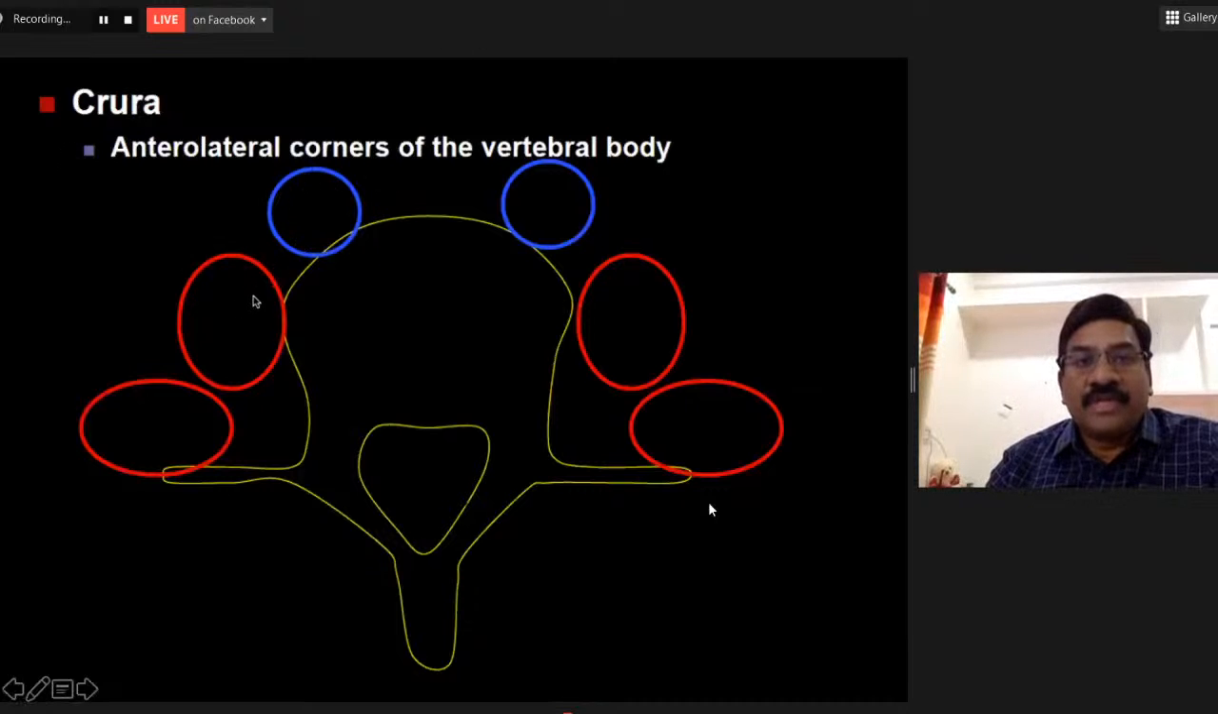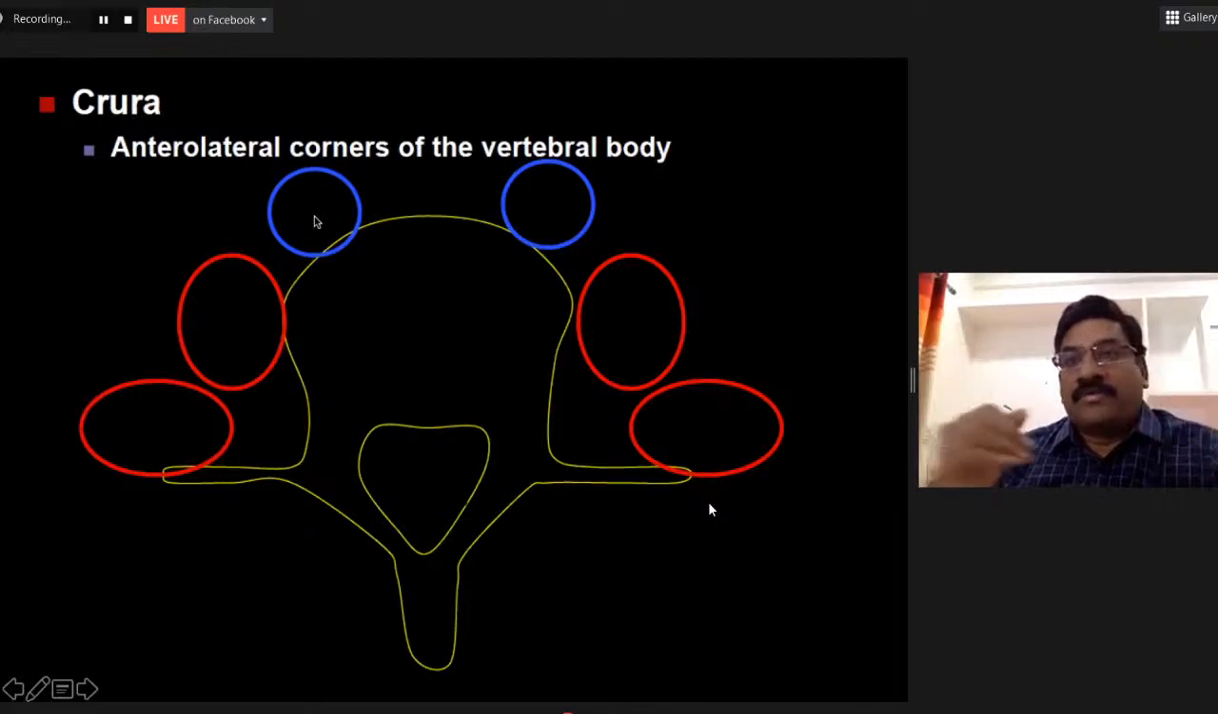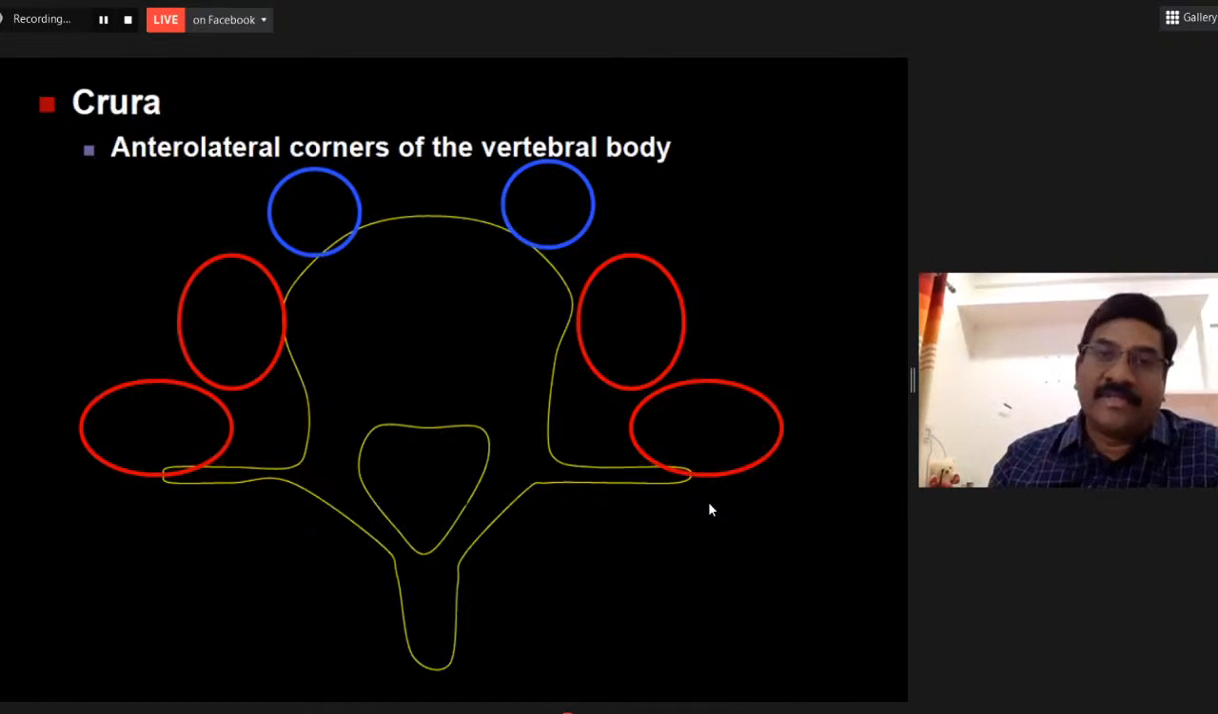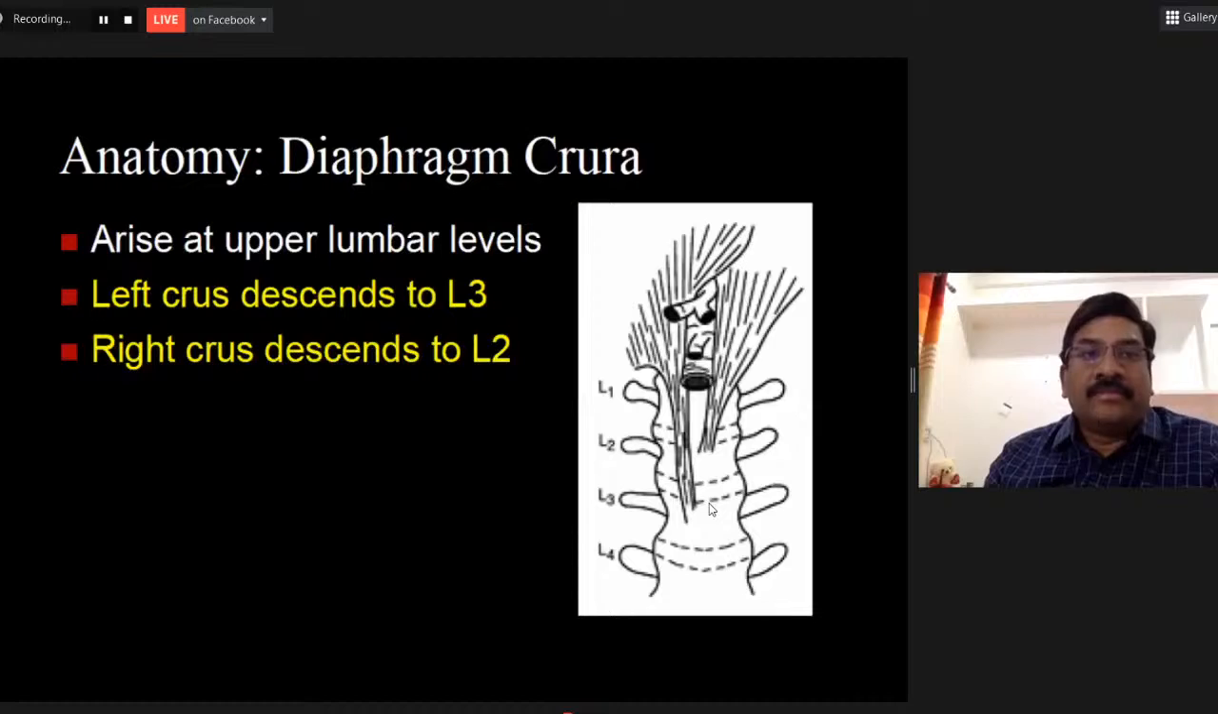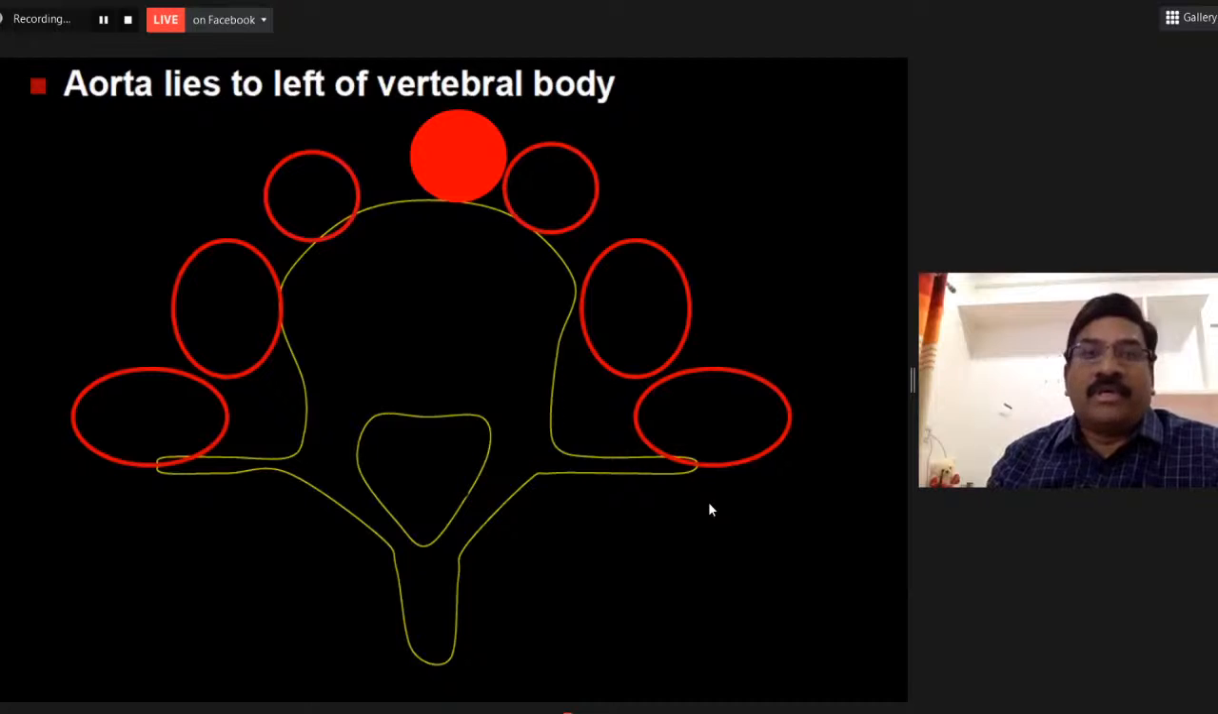The next structure which you see a little anterior is the crus of the diaphragm, the two crura of the diaphragm on the anterolateral corners of the axial section. So here again, this crus of the diaphragm arises from the upper lumbar levels, and the left crus descends to L3, the right crus descends to L2. So this is very important. If you see only one crus, then you can identify the level of the lesion based on that.